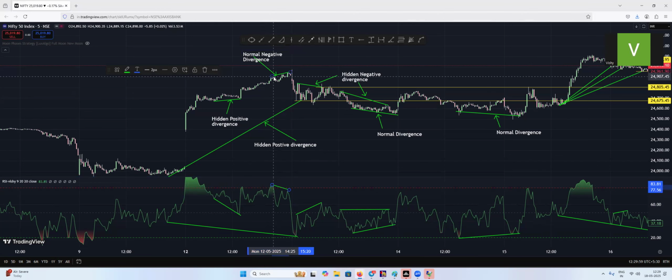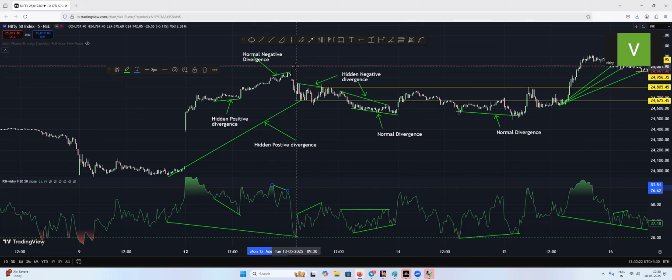So for negative divergences, you are considering the highs. You have seen these two highs. The price has made a new high here, whereas RSI has made a lower high. So this is normal negative divergence. Usually when it happens, price tends to come down. So this is one case of normal negative divergence.